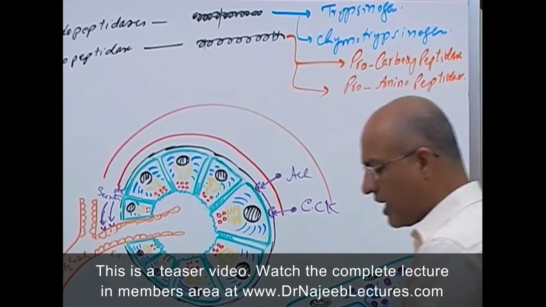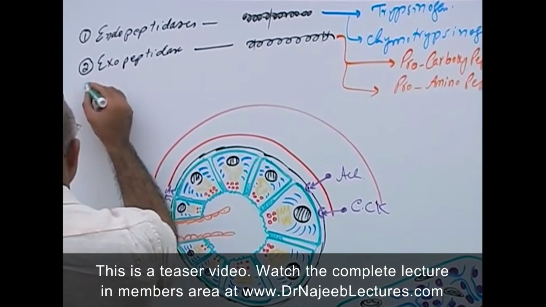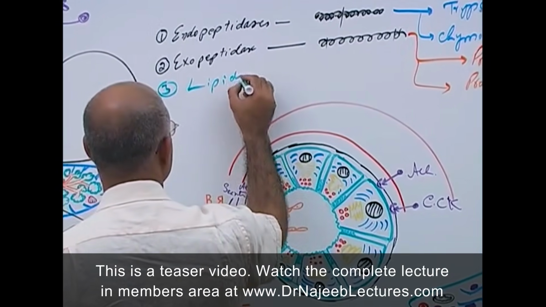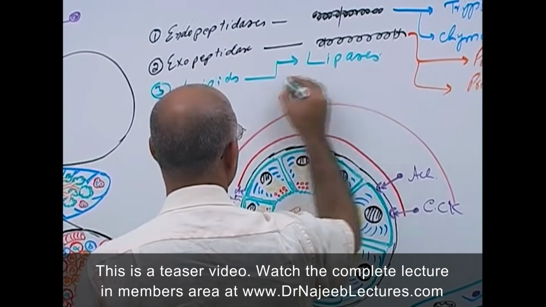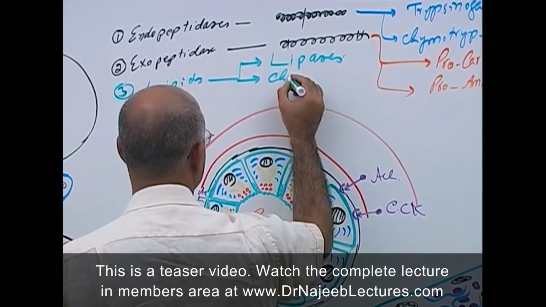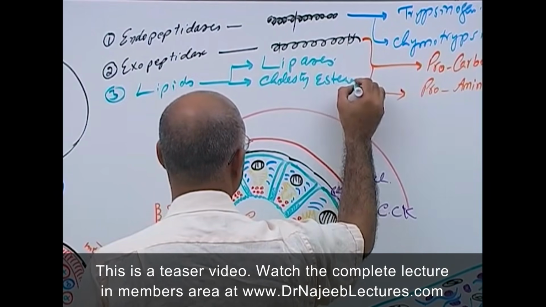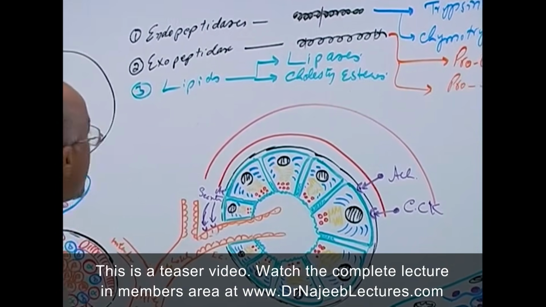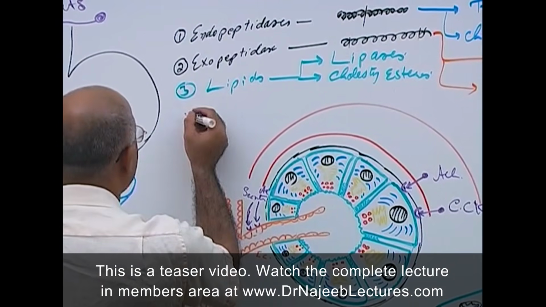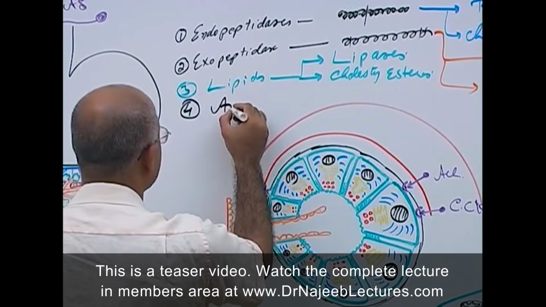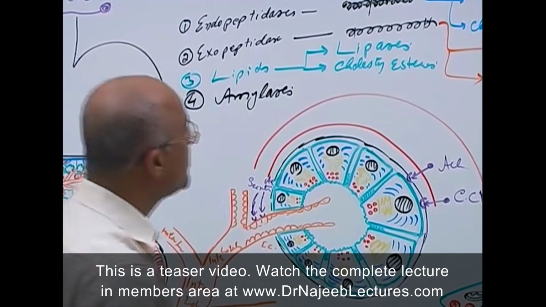Then we come to those enzymes which help in digestion of fats and lipids, right? In that case, classically we have pancreatic lipases, pancreatic cholesterol esterases, steryl esterases, phospholipases, right? And then we have enzymes for the carbohydrates, and that group of enzymes is basically pancreatic amylases. So how many do we have?